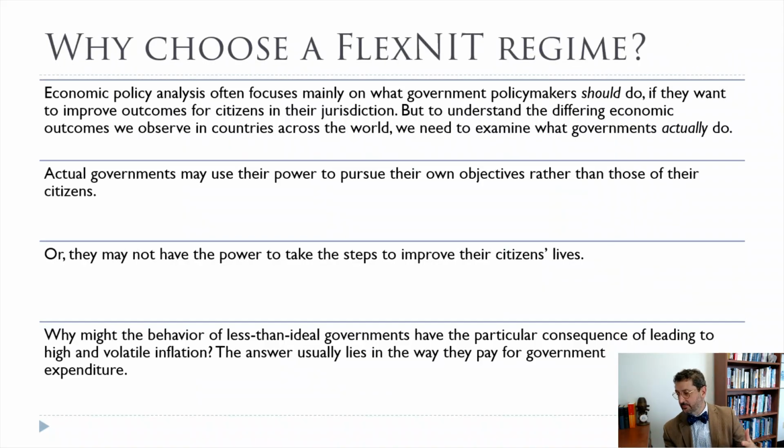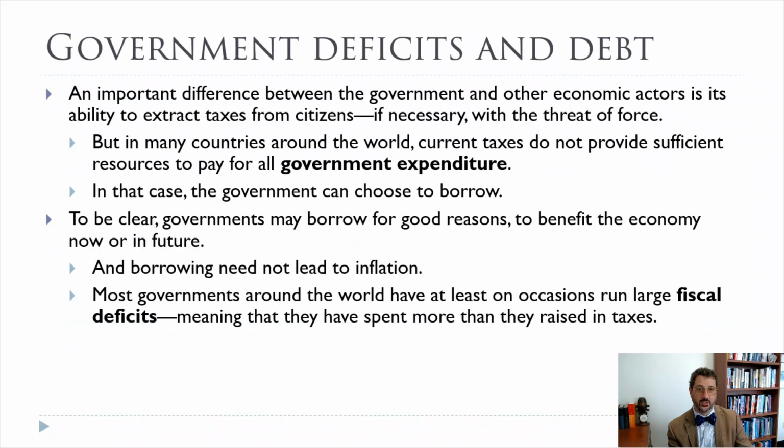So that brings us to our FlexNet regime, right? We talked about three different regimes, and we said the FlexNet regime is dangerous because it can lead to really bad inflation, potentially even hyperinflation. Why would anybody choose that? Why not just do a Flexit regime? The answer is that they're not necessarily choosing the regime itself. What they're choosing is other things that lead to a FlexNet regime, and it's usually about government expenditure.